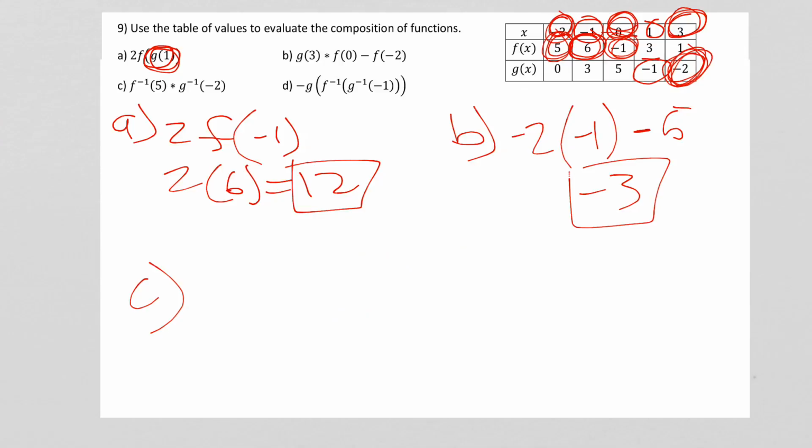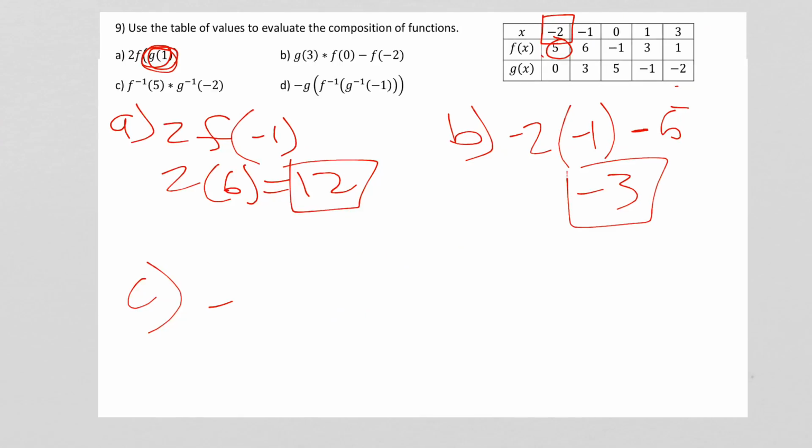Well, C, we're dealing with inverses. Let's go ahead and erase this stuff here, because it's all messy and confusing. So, C says f inverse of 5. That means, instead of an x value of 5, use the spot where f has a value of 5. The y value is 5 right there. What's the corresponding x value? It is -2. So we have -2 times g inverse of -2.